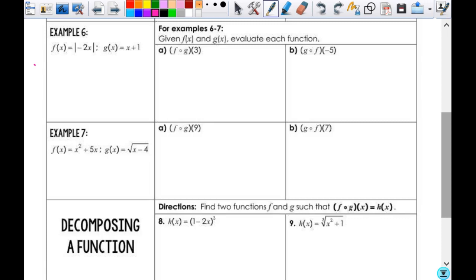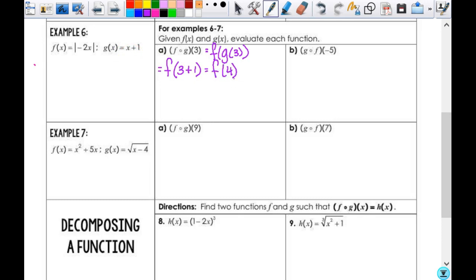So I'm going to evaluate f of g of 3. Which means the first thing I have to find is g of 3, right? If I substitute 3 in there, that becomes 3 plus 1. Everybody understand where the 3 plus 1 came from? Because it's x plus 1, and I substituted the 3 in for the x. Yes? Okay. So then that gives me f of 4.